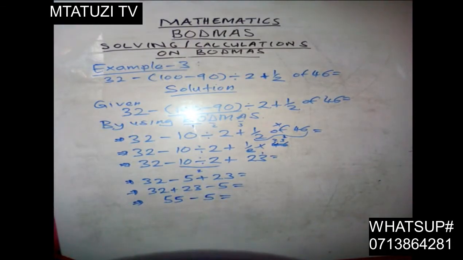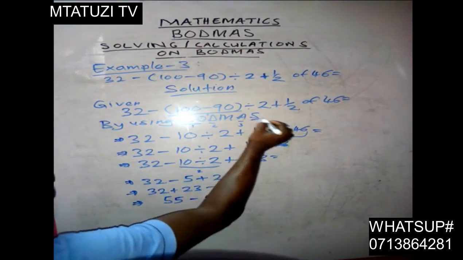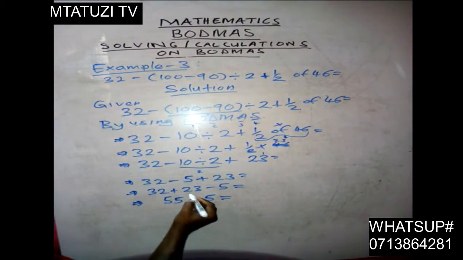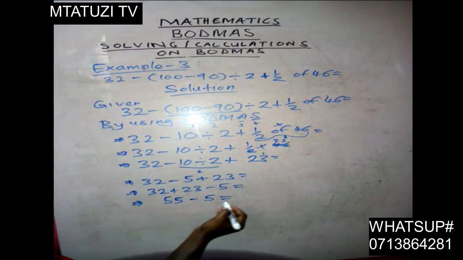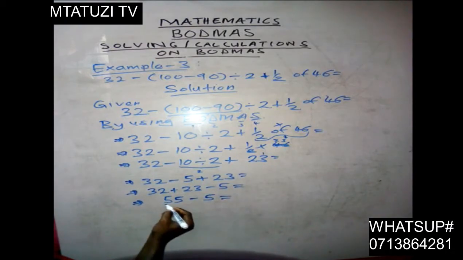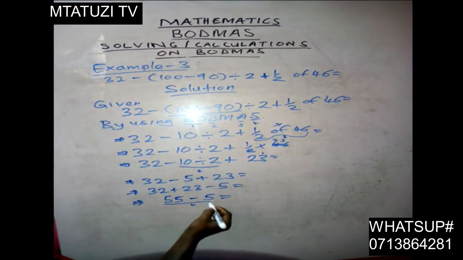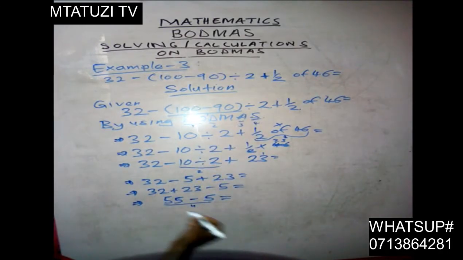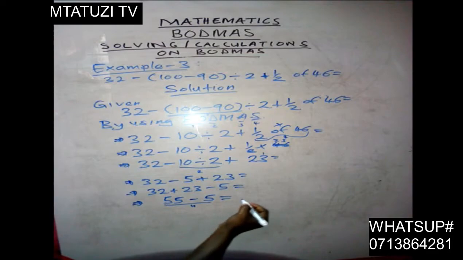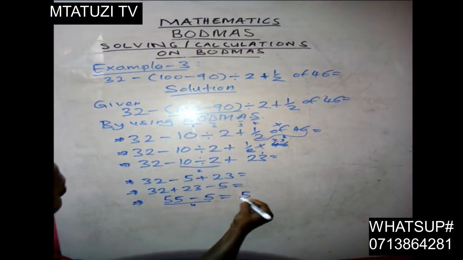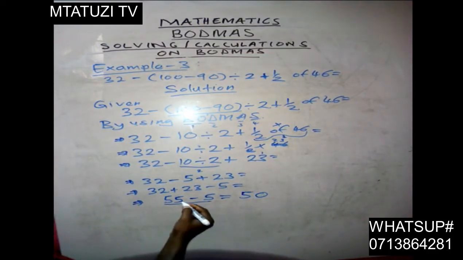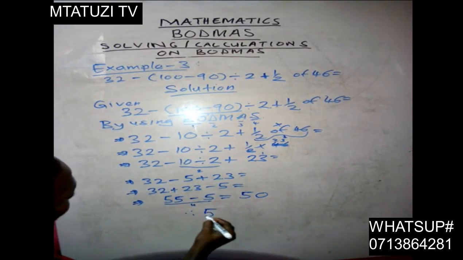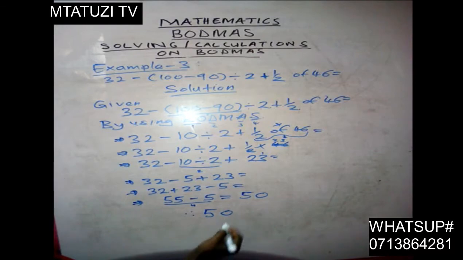This is equal to, now the last operation is our operation number 4 in this question, which is subtraction. Now this is the last operation. So there we have to subtract. So now we subtract there, we get how much? We get 50. 55 minus 5, we get 50. So therefore, the answer for this question is 50.